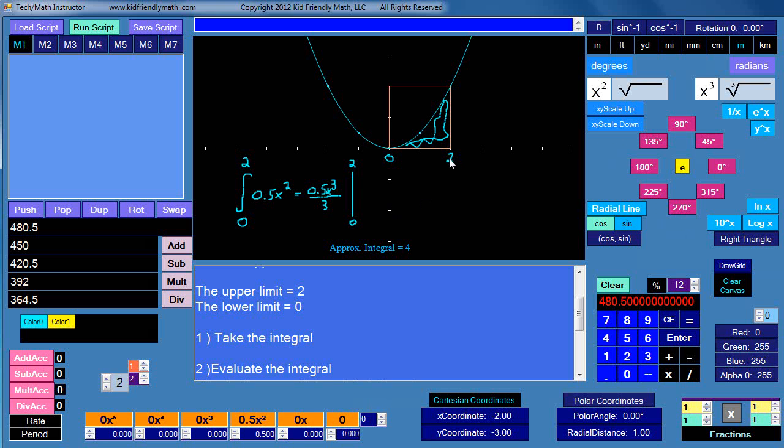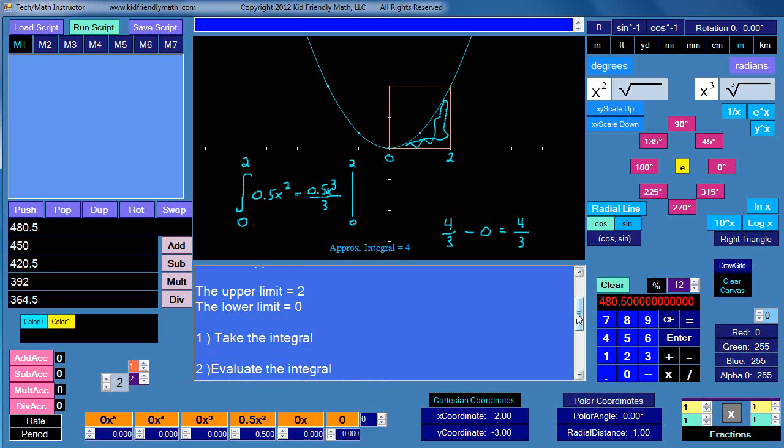You take the upper limit and plug it into the equation. So you plug 2 into x, and 2 cubed is 8. You multiply that times 0.5, which equals 4, and divide it by 3. So by evaluating it, we get 4/3 for the upper limit. Then you do the same thing with the lower limit. You plug 0 into x, and 0 cubed is 0, so the lower limit becomes 0. You subtract the lower limit from the upper limit, and the actual area is exactly 4/3. That area under the curve is exactly equal to 4/3.